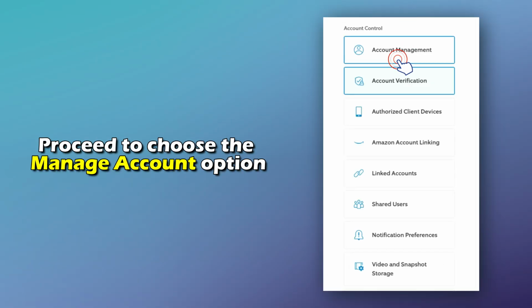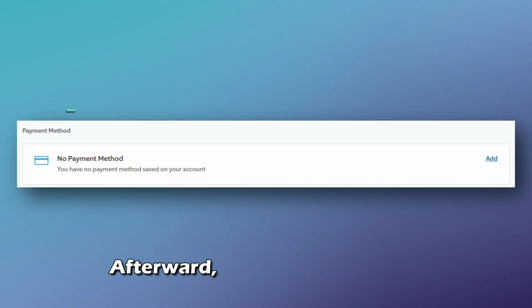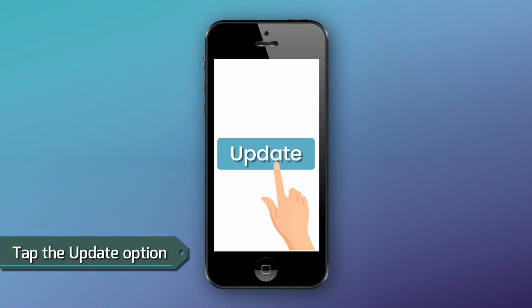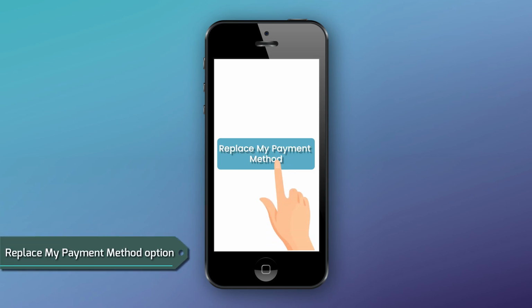Proceed to choose the Manage Account option. Afterward, tap the My Payment Method option from the list. Next, tap the Update option, and once done, hit the Replace My Payment Method option.